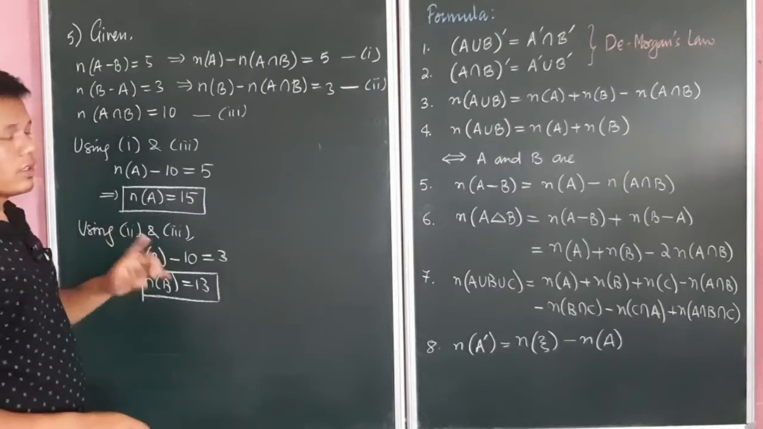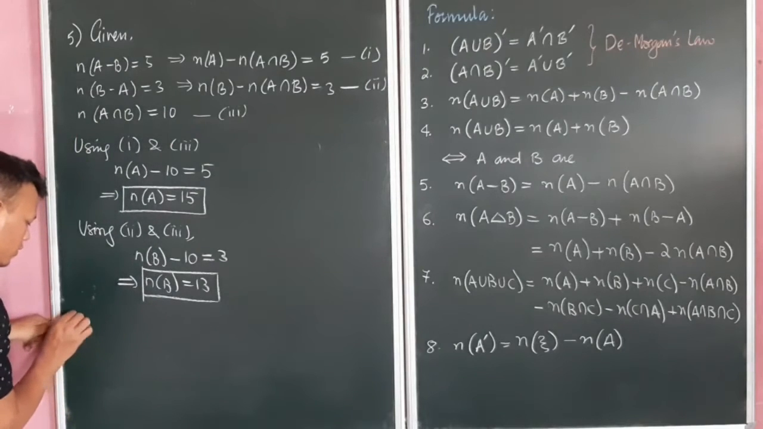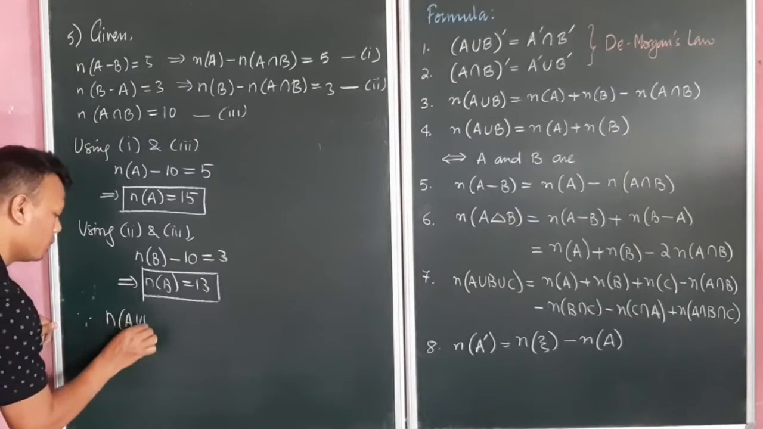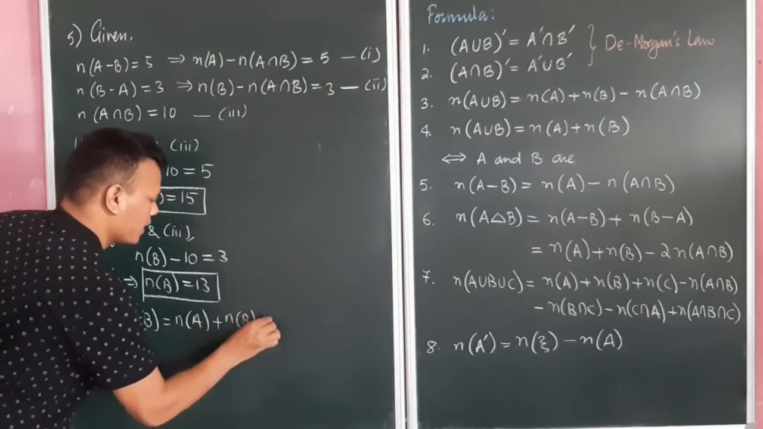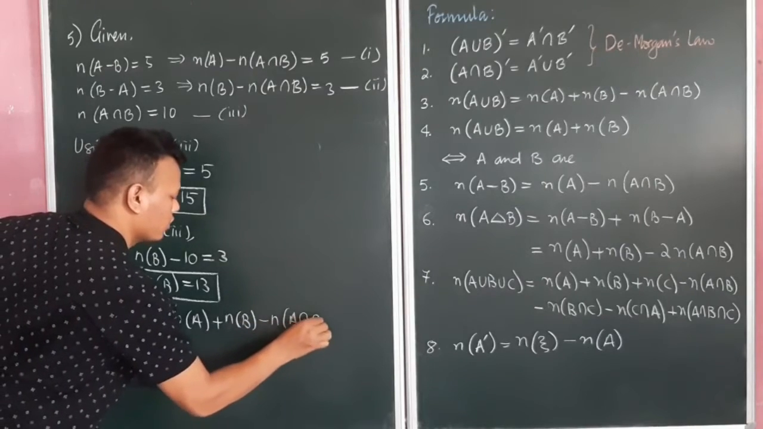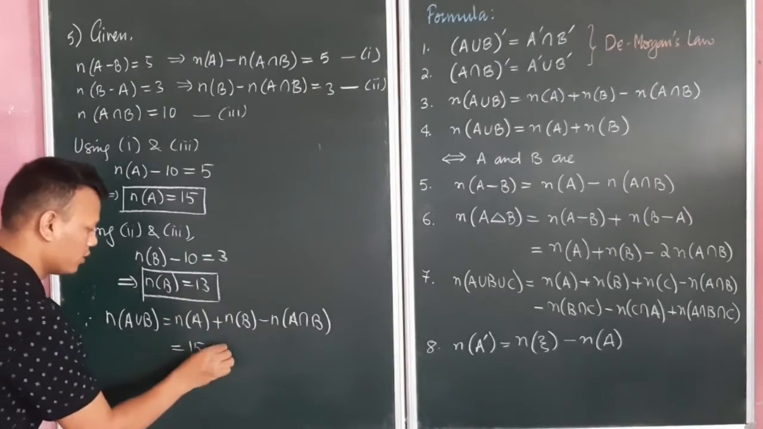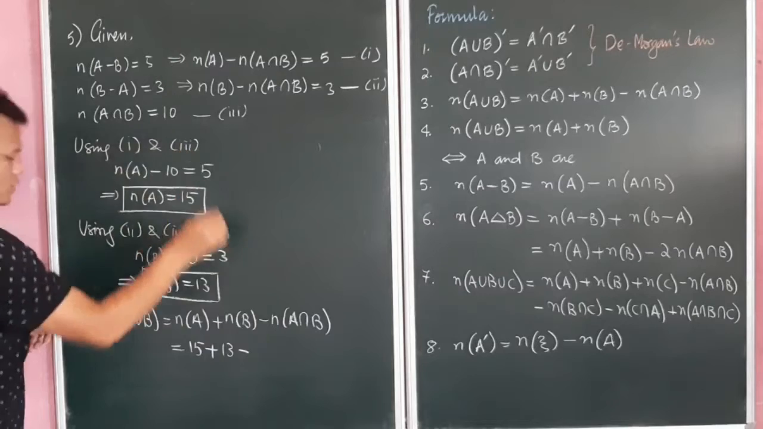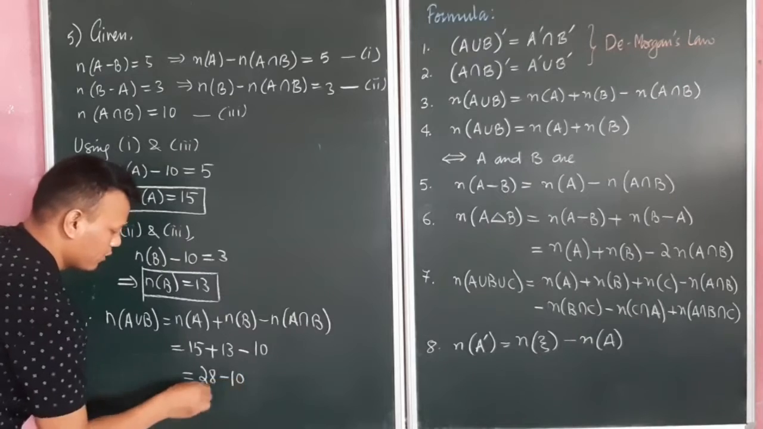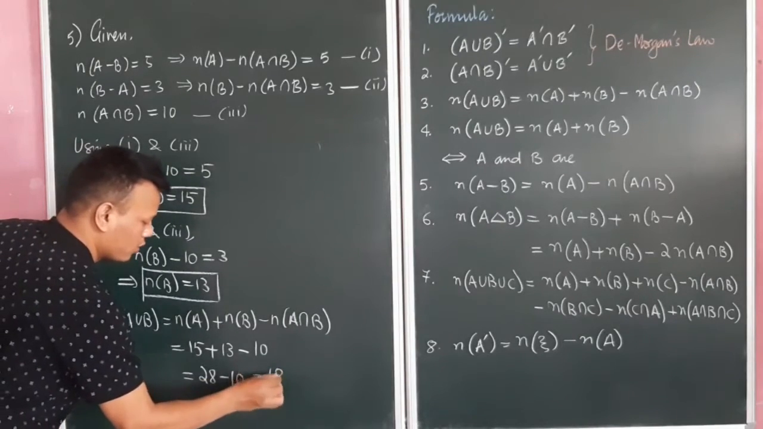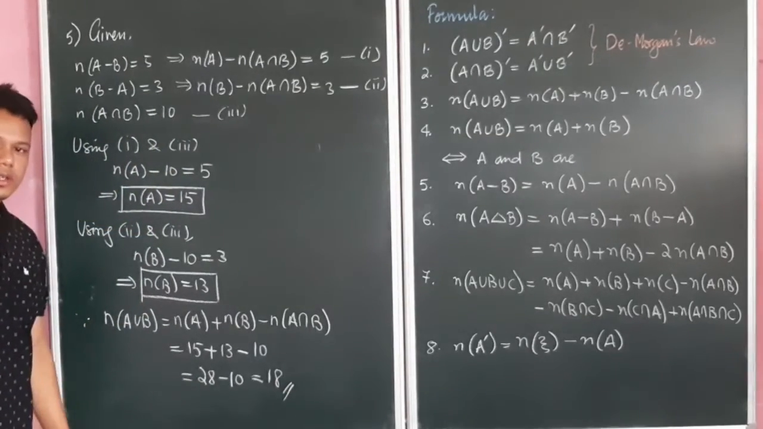Now what is left over? We need to find n of A union B, and for that we will make use of formula 3. Since n of A union B is equal to n of A plus n of B minus n of A intersection B, let's put the values now. So what is n of A? n of A is 15, n of B is 13, minus n of A intersection B, which is given to be 10. So when you add them you will get 28, minus 10, and the difference will be 18. So that's why this will be your third answer. So pause the video and note it down.